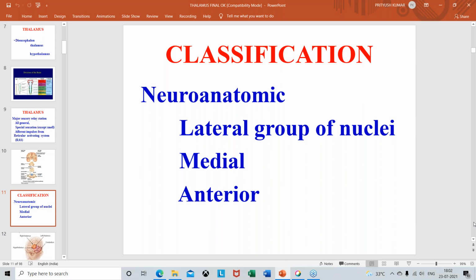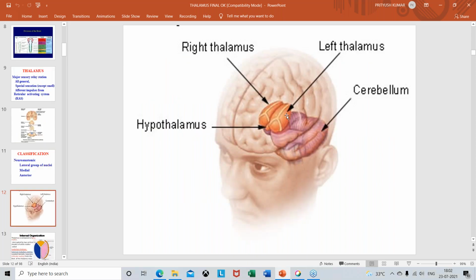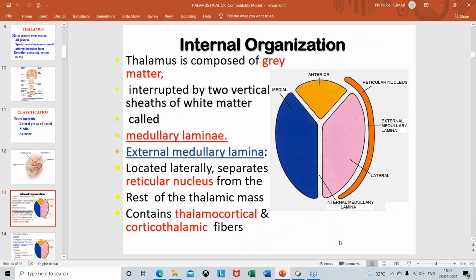So on the basis of anatomy, all the thalamic nuclei can be divided into lateral, medial, and anterior. So this is the thalamus, this left one, right one, and this is the cerebellum, and here we find the hypothalamus. So how can we divide this structurally?